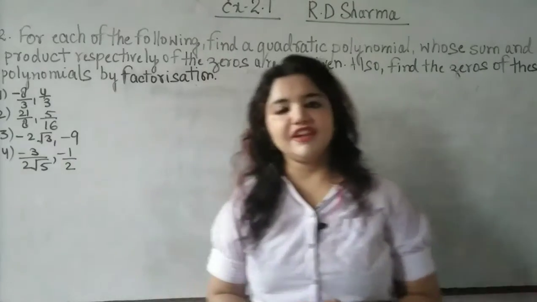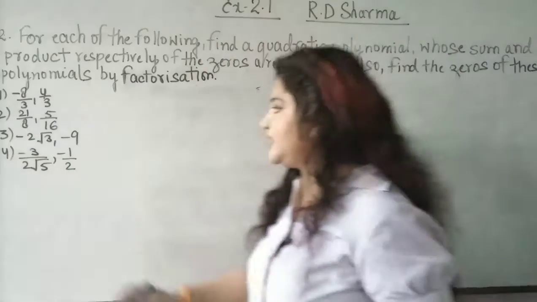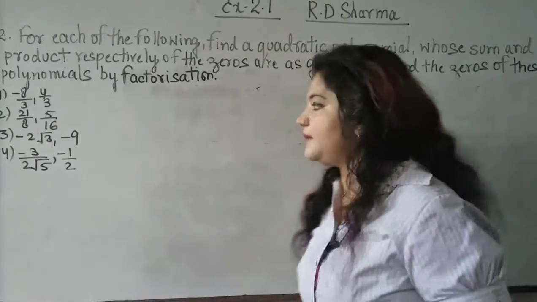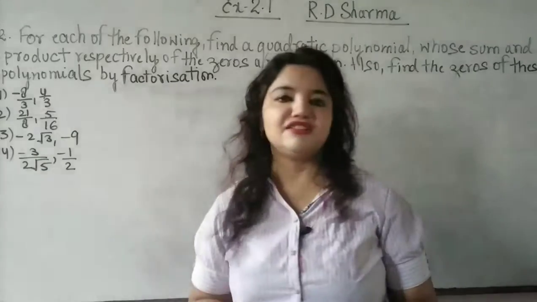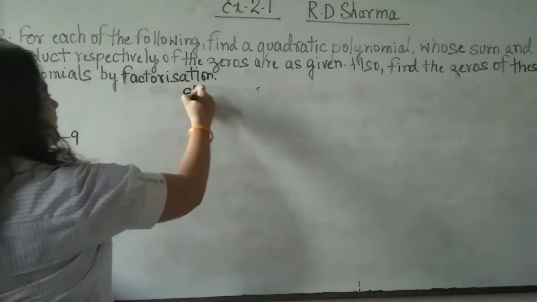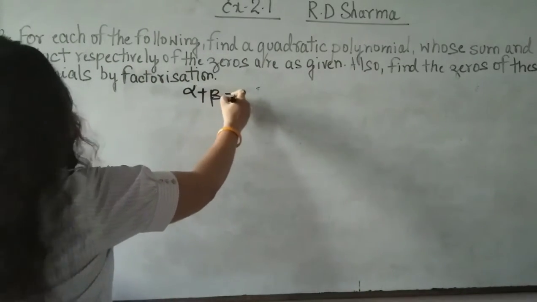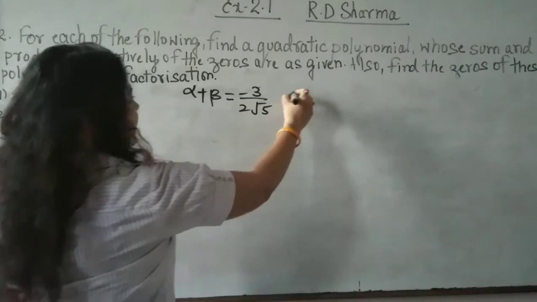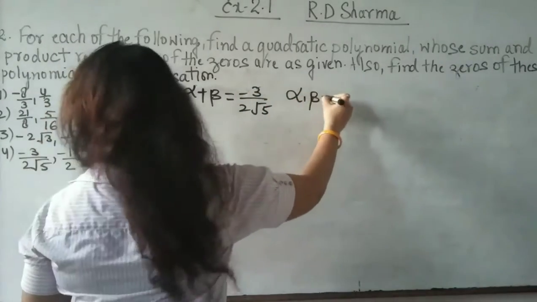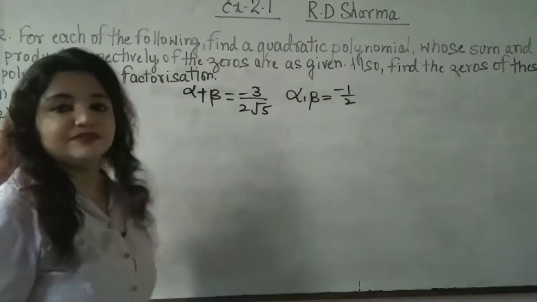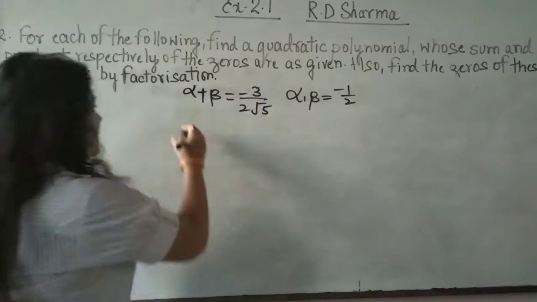So what are we given with? We have been given minus 3 upon 2 root 5. This is alpha plus beta. And alpha into beta is given, this is minus 1 by 2. Right? So alpha plus beta is equal to minus 3 upon 2 root 5, and alpha into beta is given minus 1 by 2. Okay, so now we have to find out the polynomial.